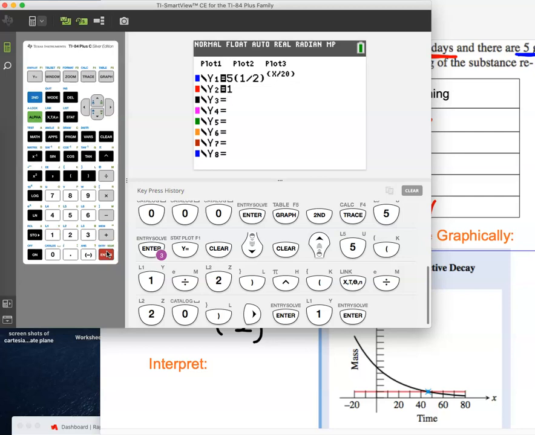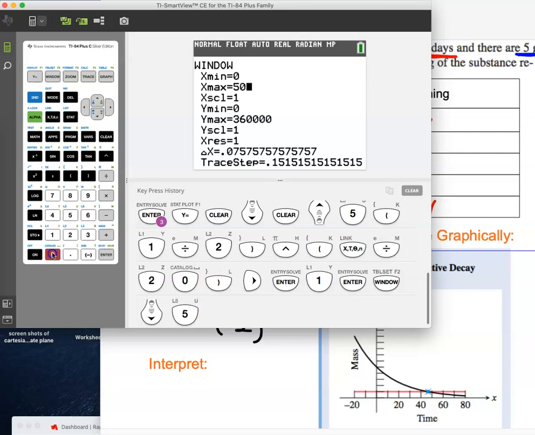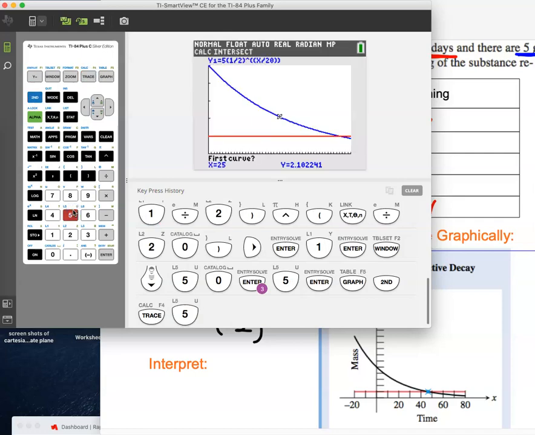So now, window. We have days that we're looking at, and we already know by the time we get to 50, we're down to 0.884 from looking at our charts. So 0 to 50 ought to work. And this started at a measly little 5 grams, so let's have our y's be 0 to 5. Well, there it is. And we can see the intersection of the two. So second trace, number 5, enter, enter, enter. 46.439.